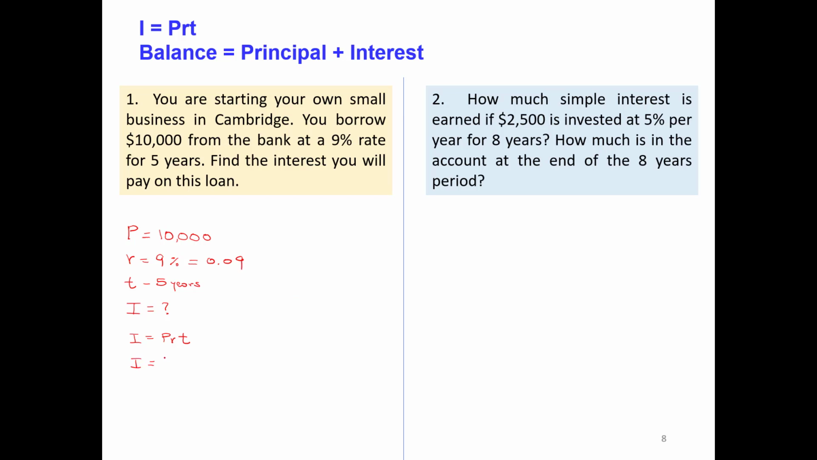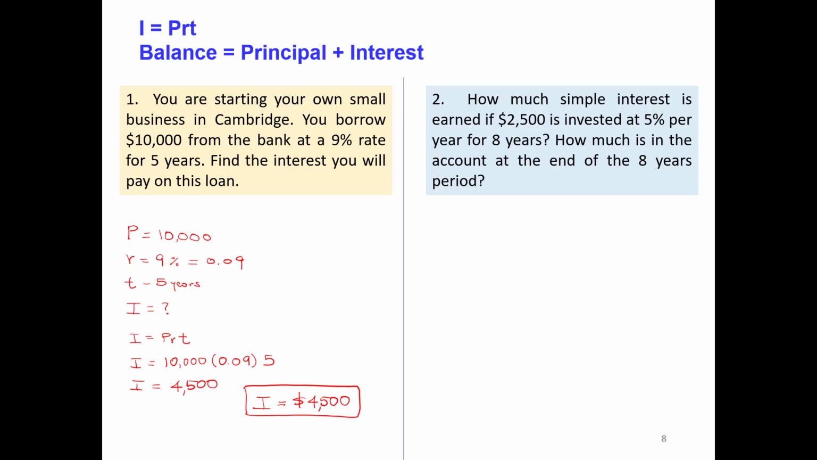Now we can calculate the interest. In this case it will be 10,000 times 0.09 times 5. If we multiply these numbers together, we will get 4,500. And the interest that person needs to pay is $4,500.